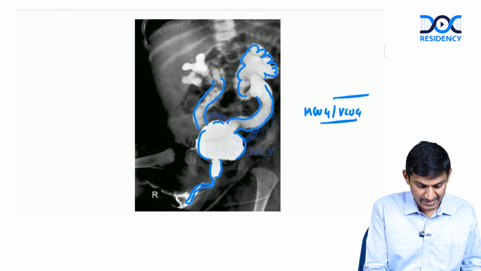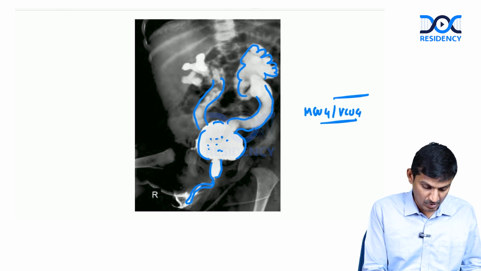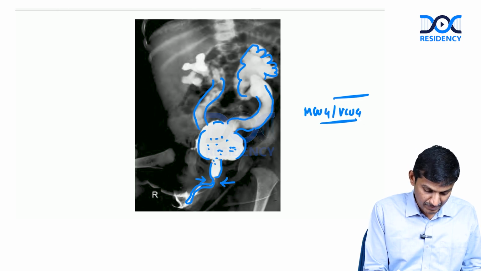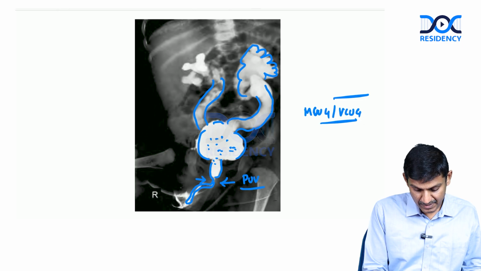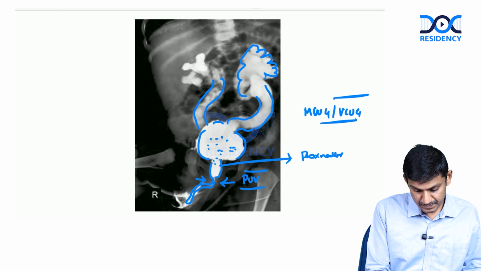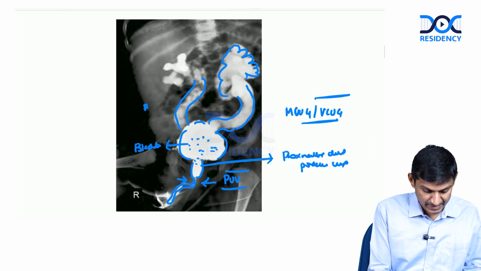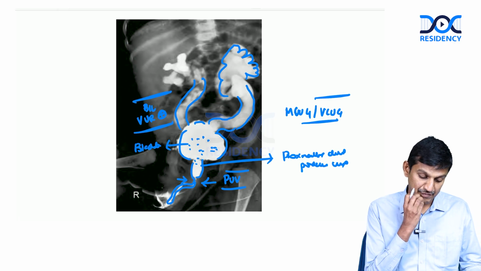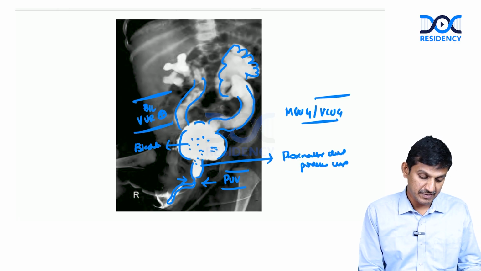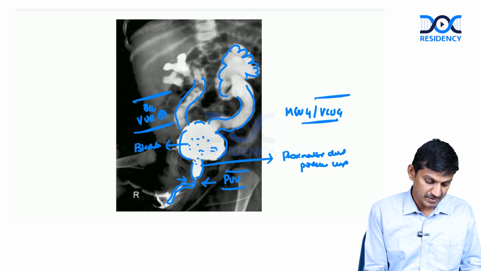This is usually done in a child, wherein you see the bladder is filled with contrast and you ask the child to pass urine. When the child is passing urine, you see an abrupt narrowing here. This is probably a case of a posterior urethral valve with a proximally dilated prostatic urethra. And you see a bladder here, and there is bilateral vesicoureteric reflux noted here. So this is a typical image you see in a voiding cystourethrogram in a case with a posterior urethral valve. So what is keyhole sign?